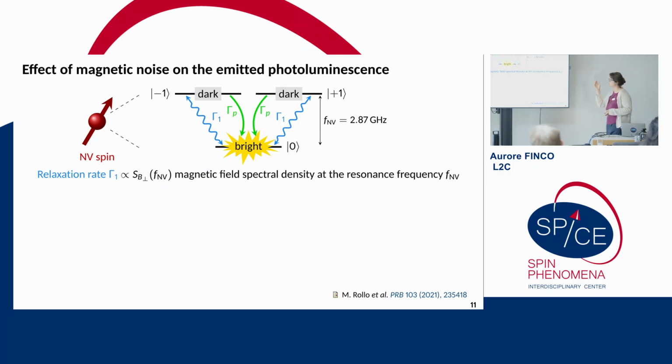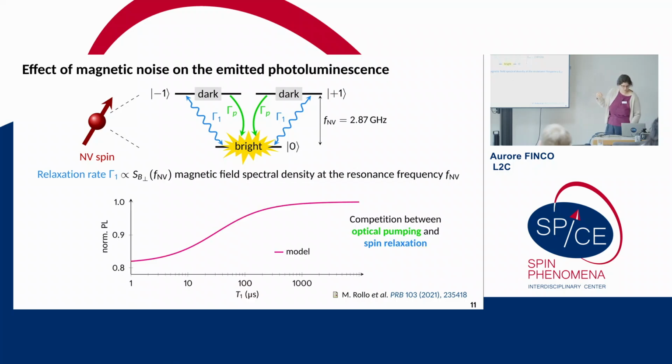So then you can just use a very simple model of the NV with 3 levels like this. You will have a competition between the laser that is polarizing your NV in the bright state and your relaxation that wants to go back to thermal equilibrium. And so we saw that this relaxation depends on the spectral field density of the noise.